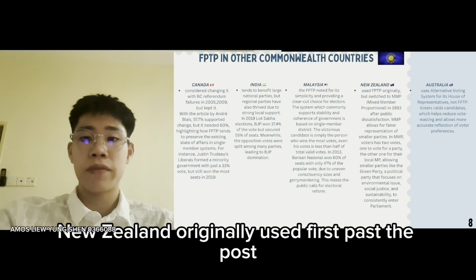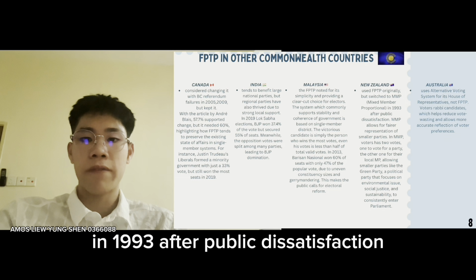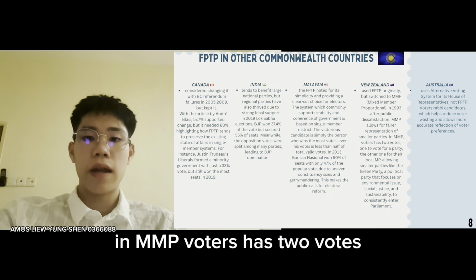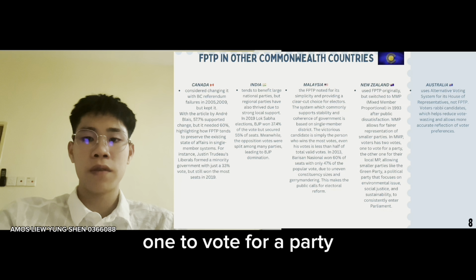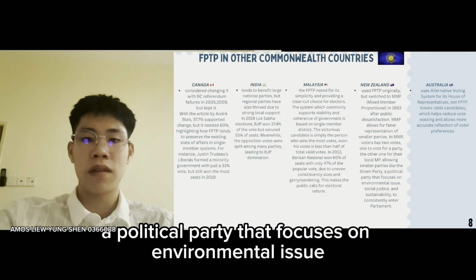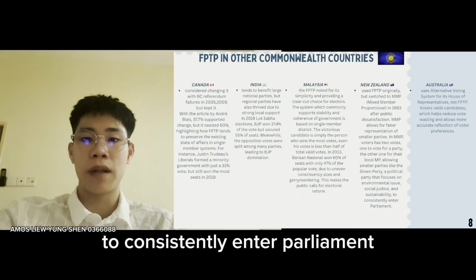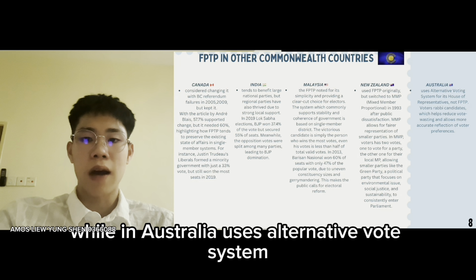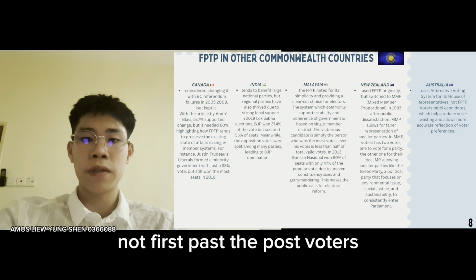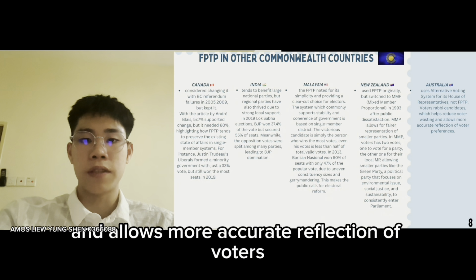New Zealand originally used first past the post but switched to MMP, which is mixed member proportional, in 1993 after public dissatisfaction. MMP allows for fairer representation of smaller parties. In MMP, voters have two votes, one for a party and the other for their local MP, allowing smaller parties like the Green Party, a political party that focuses on environmental issues, social justice and sustainability, to consistently enter parliament. Australia, meanwhile, uses the alternative vote system for its House of Representatives, not first past the post. Voters rank candidates, which helps reduce vote wasting and allows a more accurate reflection of voters' preferences.